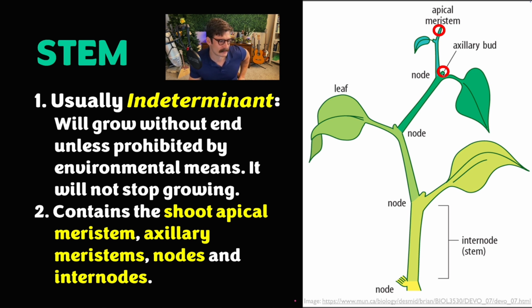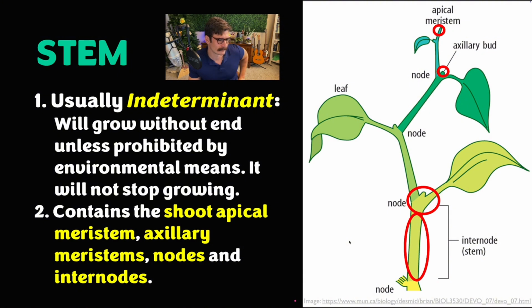Now, there's other meristems at the base of the leaves. The meristems at the base of the leaves are called axillary buds. And those axillary buds can also grow, but they're inhibited by the apical meristem. There's also things called nodes. So the node is where the leaf connects to the stem. And at the base of the leaf, that's where you find those little buds. And the space between nodes is called the internode. The piece of the stem between the nodes is the internode.